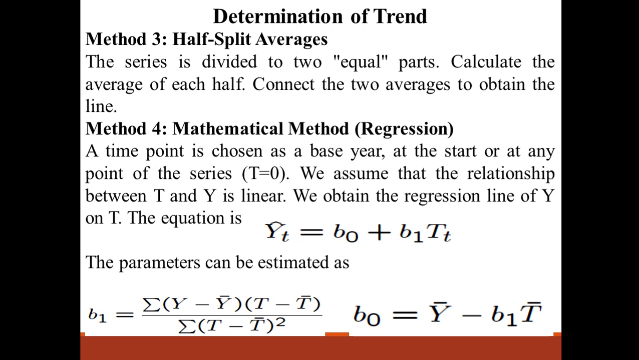A time point is chosen as a base year, at the start or at any point of the series, where t equals 0. We assume that the relationship between t and y is linear. We obtain the regression line of y on t. The equation is, as we took in regression, y hat equals b0 plus b1 t. The parameters can be estimated as follows: b1, which is the slope, equals the summation of (y minus y bar) times (t minus t bar) over the summation of the squared deviations between t and t bar, and the intercept b0 equals y bar minus b1 t bar.